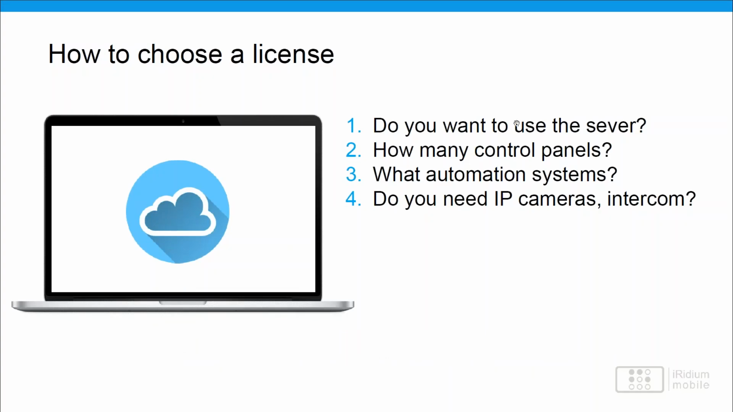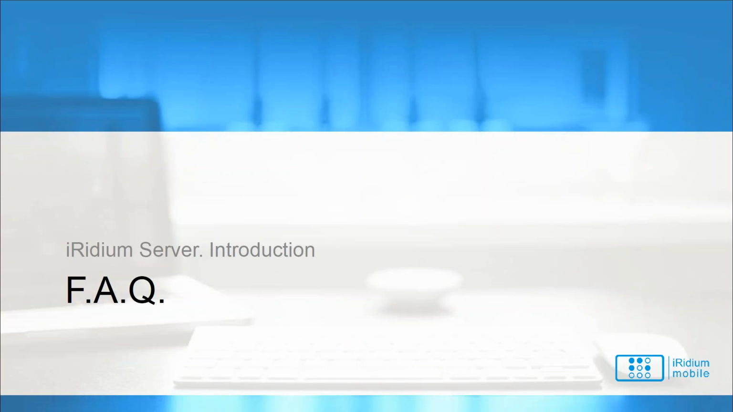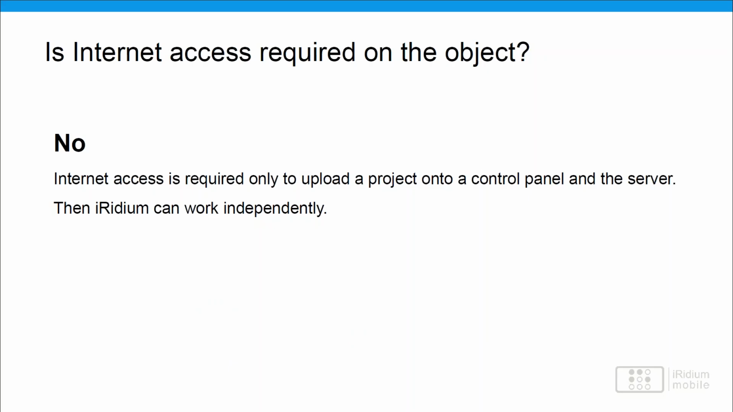So now we know how to choose a license, how to add it in your cabinet, how to count the number of needed control panels and tags, and we can continue with our main questions about licenses that we are receiving all the time. The first question: is internet access required on the project? No, the internet access is needed only to download the project and license from Radium Cloud. Then you can disconnect the panel from the internet and it will work locally without any limits.